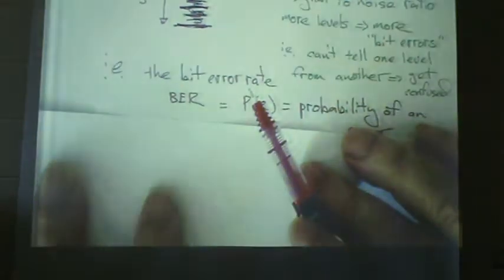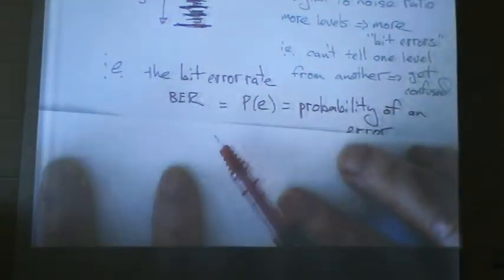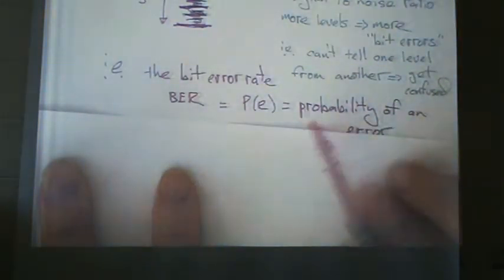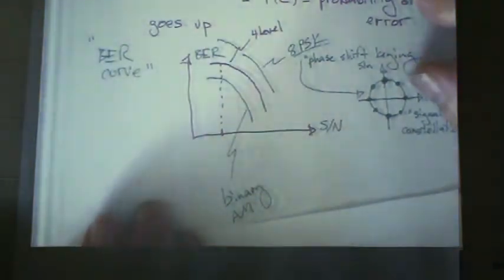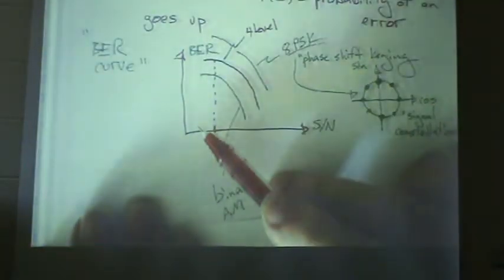another way of saying that is that the bit error rate goes up, right? The bit error rate, abbreviated BER, is also equal to the probability of making an error, right? So we have these bit error rate curves, okay, which plot the bit error rate versus signal to noise ratio. Binary AM is the lowest here, right?